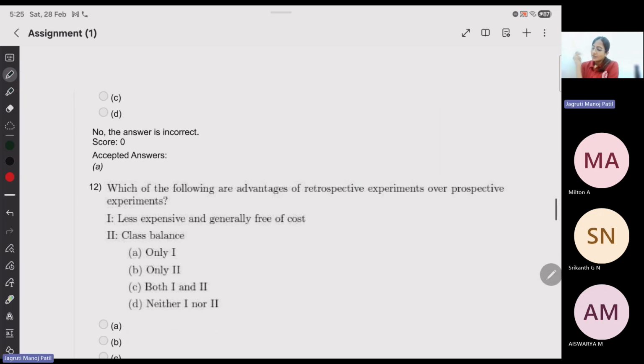Then next, which of the following are the advantages of retrospective experiments over prospective experiments? Now, do you know what retrospective and prospective experiments are? Retrospective is one which you do in the current time, or where you have data from the beginning and something which exists. And prospective is something which is longitudinal. The variables will change with respect to time, and you look at it as you go into the future. Okay. So which of the following is true? Is it less expensive, free of cost, and something about class balance? I don't know what about class balance, but yeah.